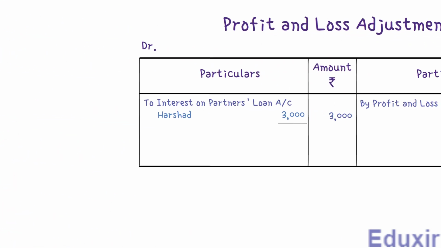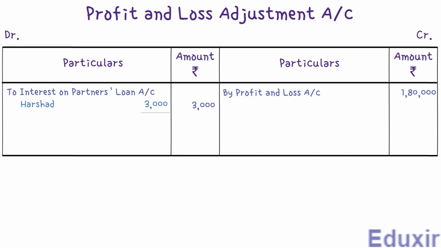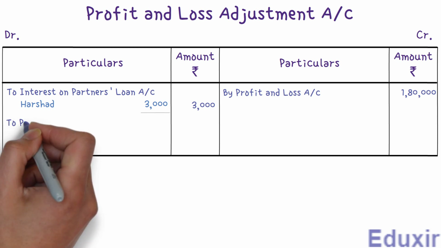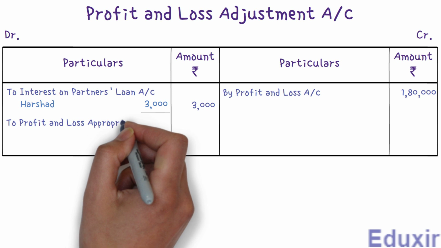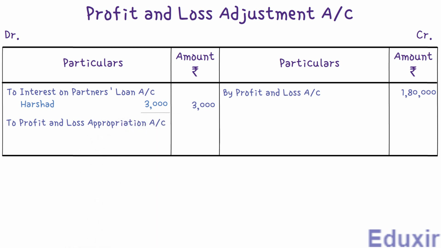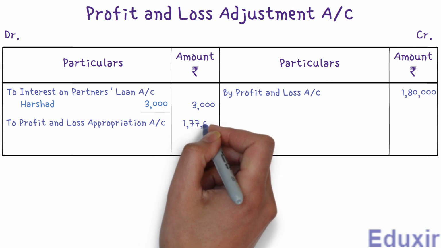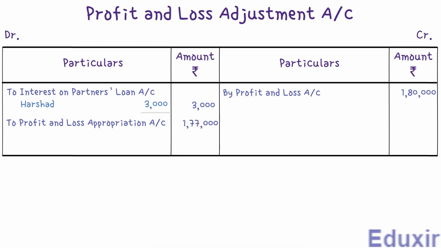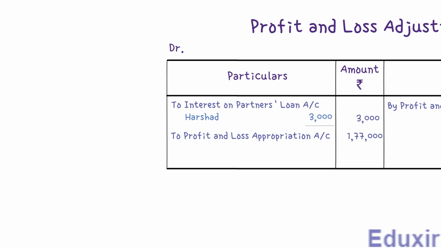So, let's first post the debit entry into the profit and loss adjustment account. Let's first write profit and loss appropriation account into the particulars column on the debit side. Let's then write the profit amount that we are transferring as 1,77,000 rupees. With that, we have completed the debit entry related to the transfer of the profit amount from the profit and loss adjustment account to the profit and loss appropriation account.